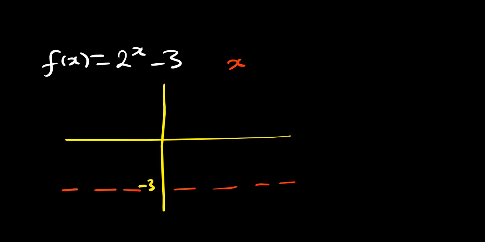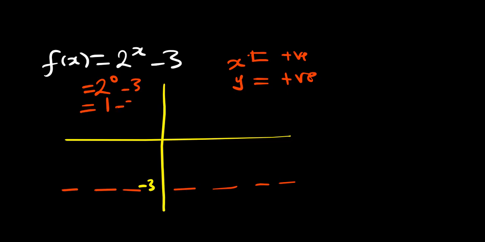First, let's find the x and the y in terms of the signs. X is positive, so we're going to the positive values of x. The whole function is also positive, so we're also going to the positive values of y. But what about the y-intercept? On the y-intercept, x is equal to 0. So 2 to the power 0 minus 3, 2 to the power 0 is 1, minus 3. I'm going to have 1 minus 3, that is just negative 2. So it means we're cutting the y-axis at negative 2.